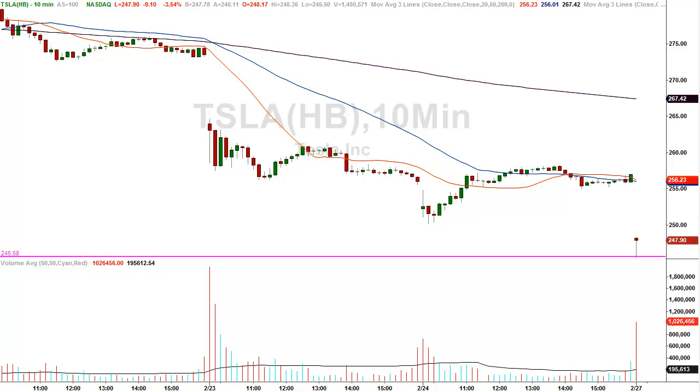So there's your opening range high. Like we said before, we were likely to test the opening range high. That's fine. I got my $2 in Tesla. I'm happy with that.